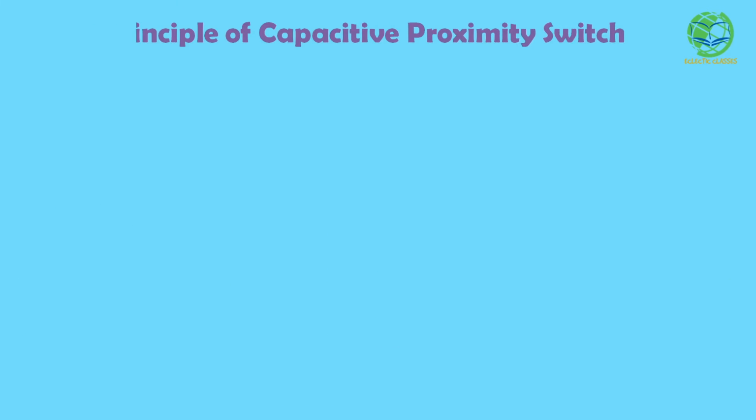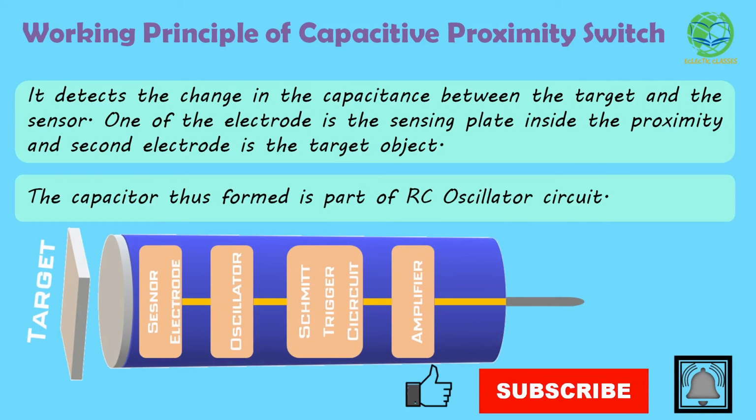Now let's go through the working principle of a capacitive proximity sensor. Capacitive proximity sensors detect change in the capacitance between the target and the sensor. A typical capacitive proximity sensor is similar to a capacitor with two parallel plates. Here, one of the electrodes of the capacitor is the sensing surface of the sensor and the second electrode is the target object. This capacitor formed between the sensor face and the target is part of the RC oscillator circuit.